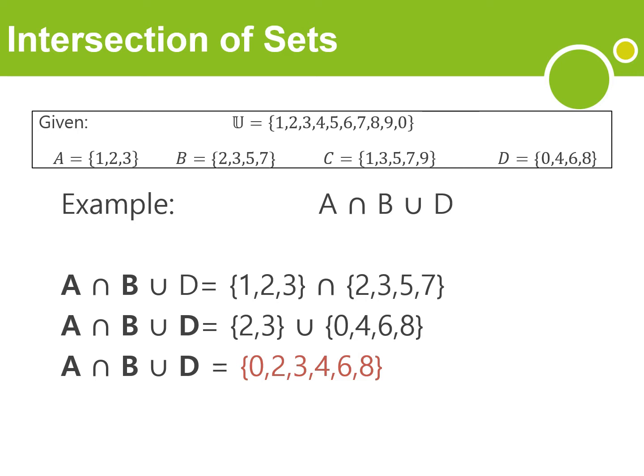So A intersection B first. So 1, 2, 3 intersection 2, 3, 5, and 7. Their common elements, since it is intersection, are 2 and 3. Then we union that to D, which is our last set, 0, 4, 6, 8. So our answer is 0, 2, 3, 4, 6, 8.